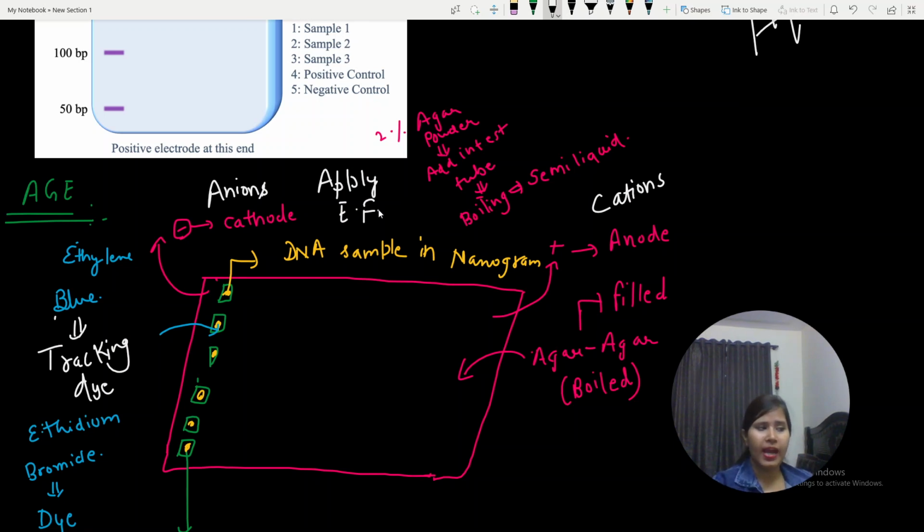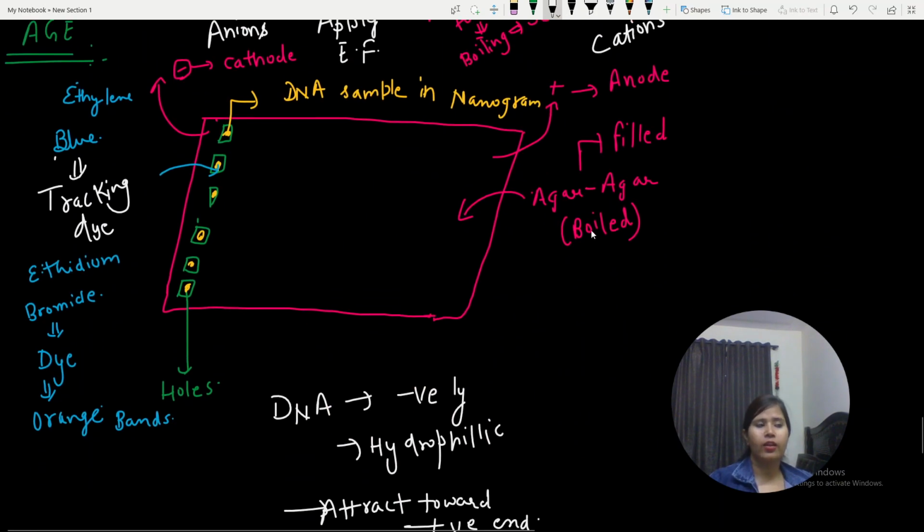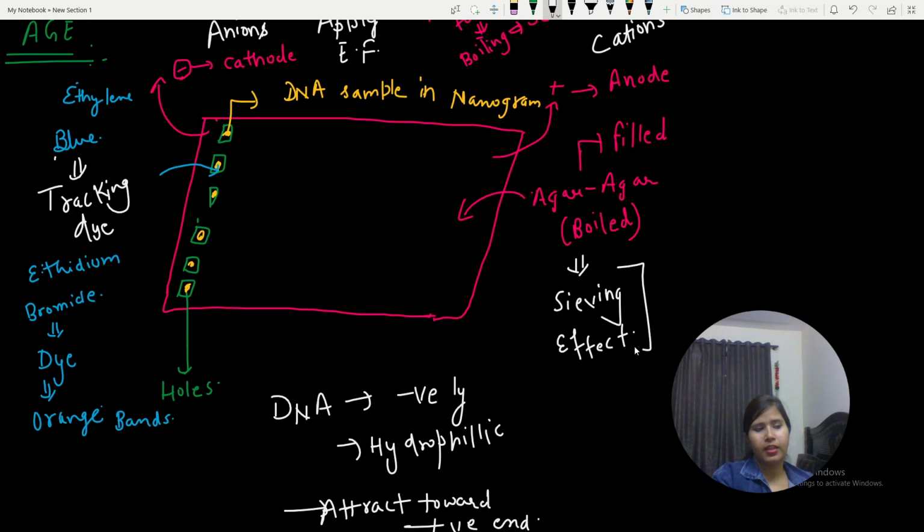As it starts to move, agarose shows a sieving effect. What is the sieving effect? This network-like structure. Agarose is a kind of material which always shows a sieving effect. It is a very important question that agarose shows a sieving effect, that is, it creates pores inside it.